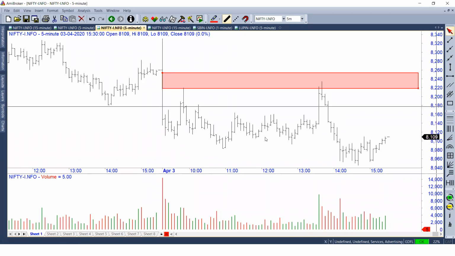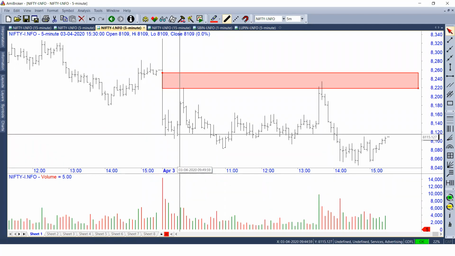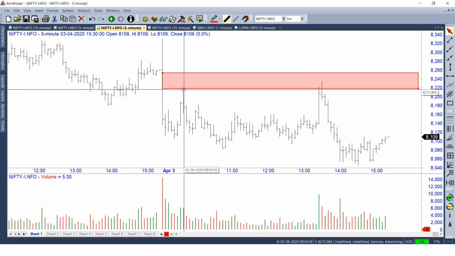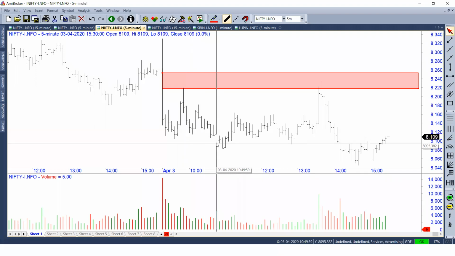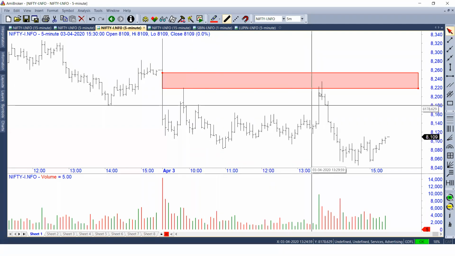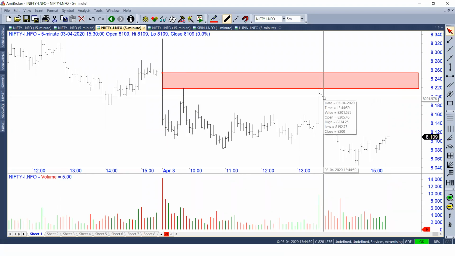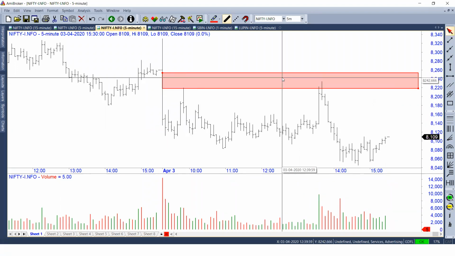This is a band. So price was trying to re-enter into this band, right? Whenever the price is entering into this band, as I said, it will act like a potential resistance. It was rejecting. Again, during the middle of the day, one more time, the price was trying to re-enter this band. Again, a rejection.